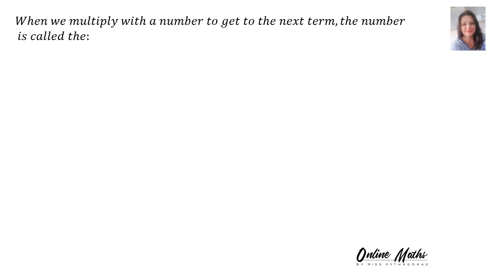When we multiply with a number to get to the next term, that number is called the constant or common ratio and the symbol is R. Now here in grade 9 we refer to that number as the constant ratio and later in grade 12 they refer to it as the common ratio.